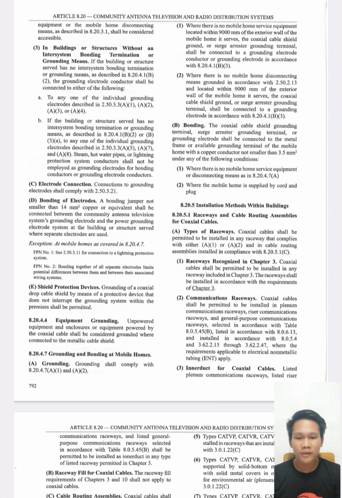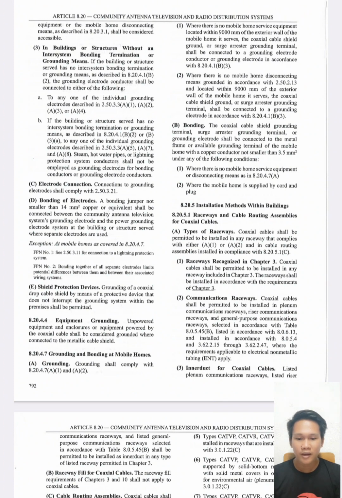Second, we have if the building or structure has no intersystem bonding termination or grounding means, as described in 8.20.4.1b2 or B3a, to any one of the individual grounding electrodes described in 2.50.3.3a, A5, A7, and A8. Steam, hot water pipes, or lightning protection system conductor shall not be employed as grounding electrodes for bonding conductors or grounding electrode conductors.